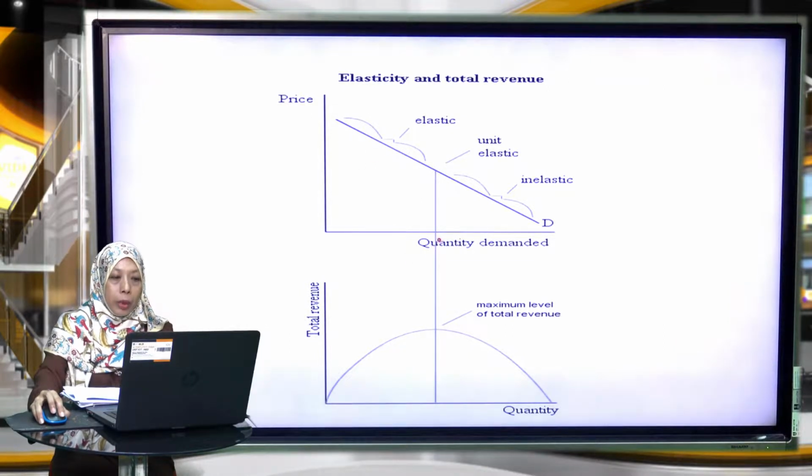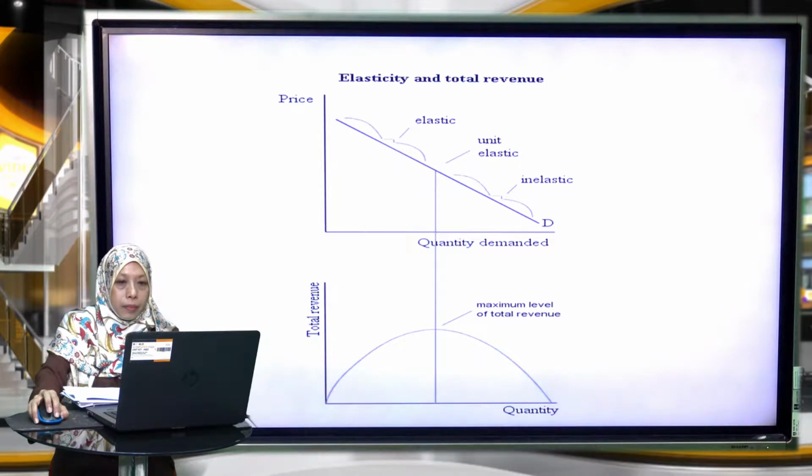But when output continues to increase further, you can see that total revenue starts to decrease, and this is due to the fact that demand is inelastic. So the midpoint here is the point where demand is unitary elastic.